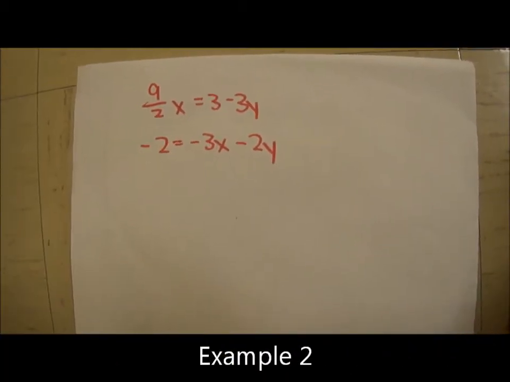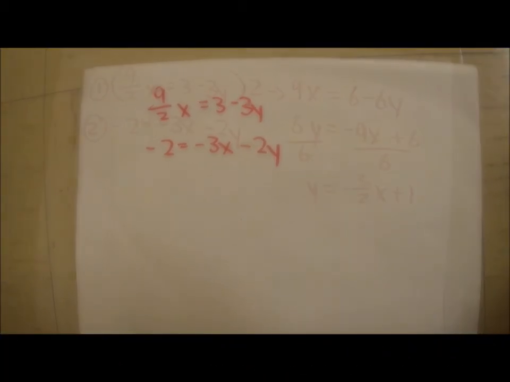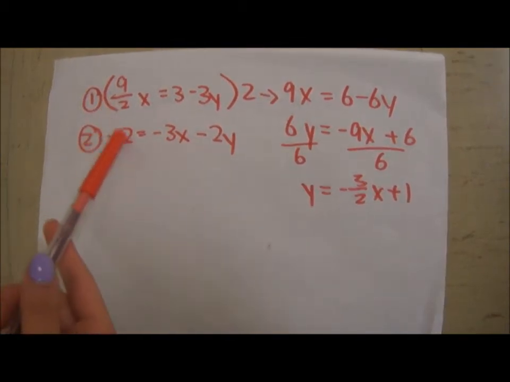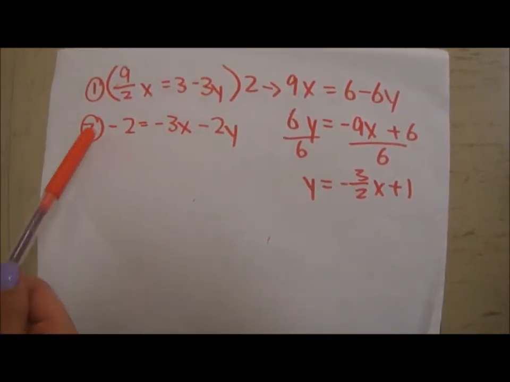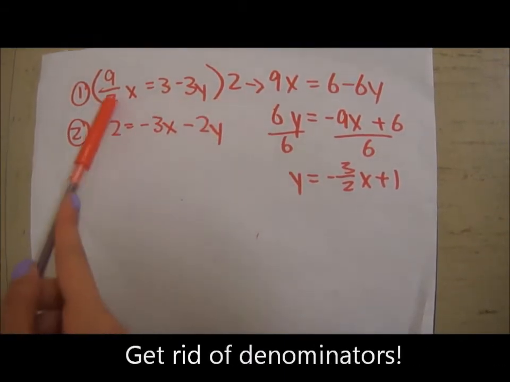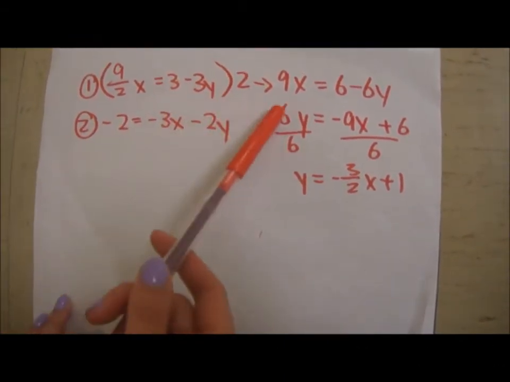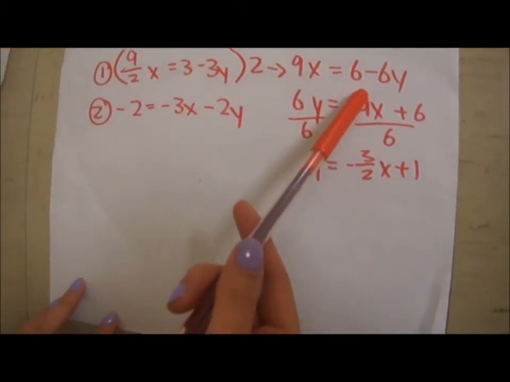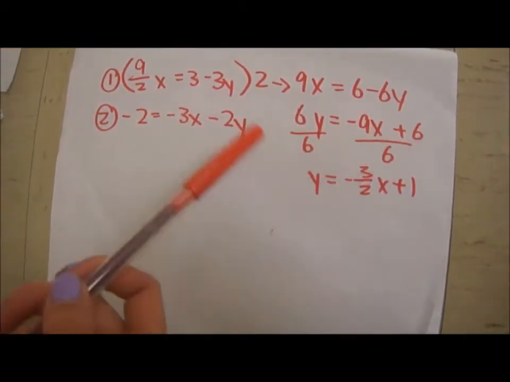Now we're going to do another equation, and this one involves fractions, so it's harder. First, you number the equations. This is going to be number 1 and number 2. Since there's a fraction, you have to multiply it by 2 to get rid of the denominator. So it becomes 9x equals 6 minus 6y.